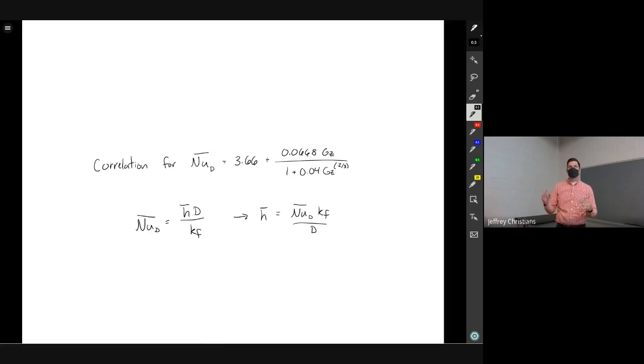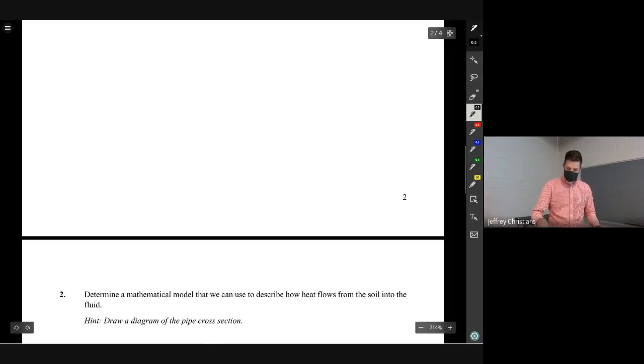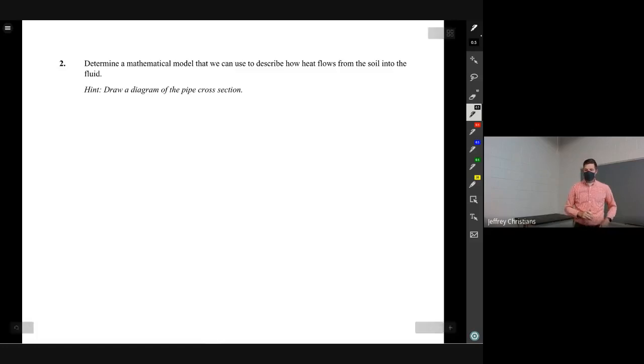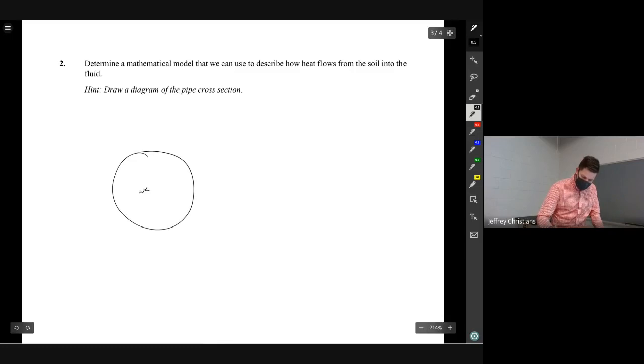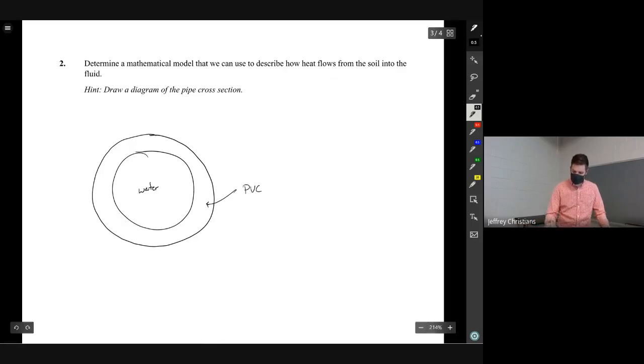Okay, so that's the way that we can attack the convection coefficient, but that's just a piece of our larger problem. So the second step that you worked on was to determine a model to describe how heat flows from the soil into the fluid. There we were looking at a cross section of the pipe, where we have water inside of the pipe, flowing out, and we have this pipe here. This is PVC. The dimensions here are 12.5 millimeters. This thickness is, I believe, 8 millimeters.